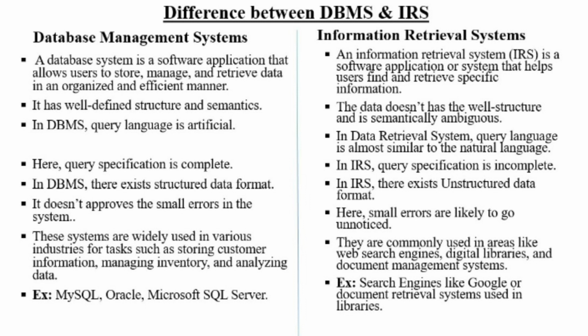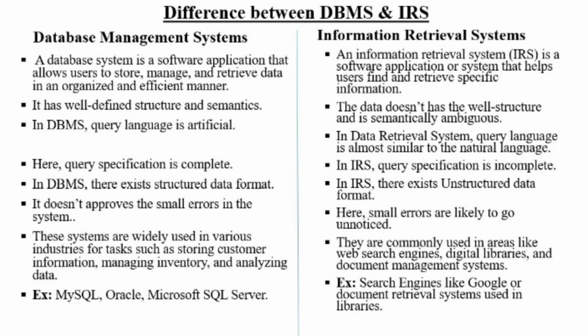And the structure of the data in DBMS can be in a well structured manner and semantical. Whereas in information retrieval system, the data doesn't have a well structure and is semantically ambiguous. When it comes to the query language, in DBMS, it is artificial. In the sense, the user must write or encode the program. Whereas in the information retrieval system, the query language is almost similar to natural language.